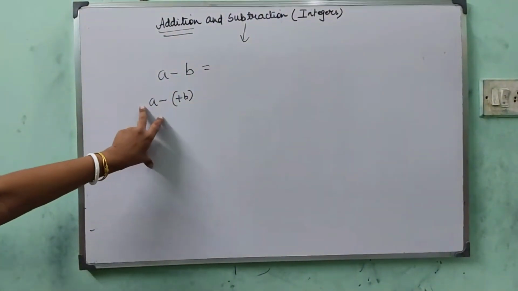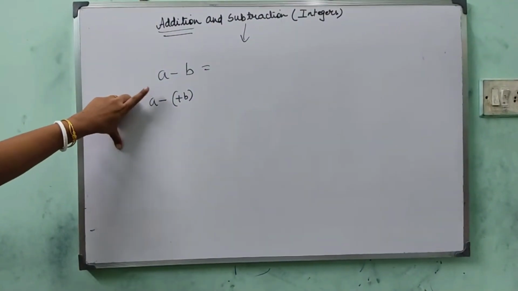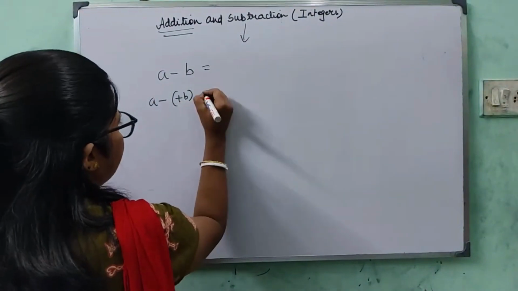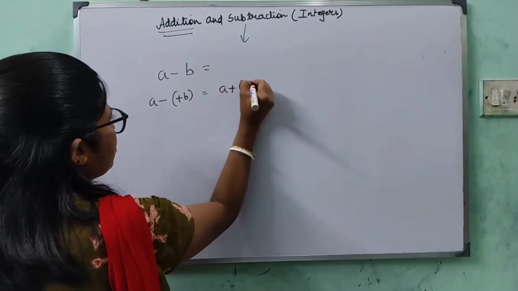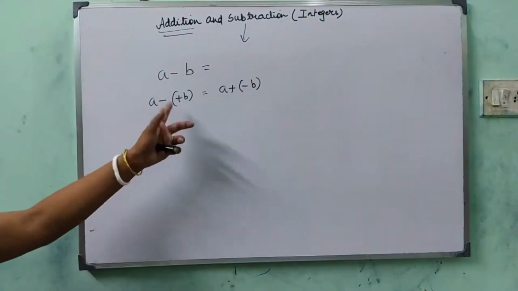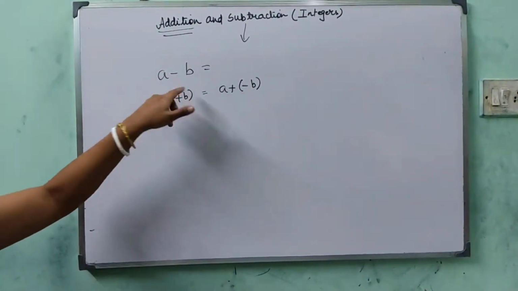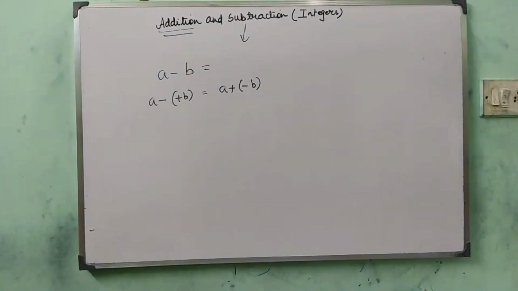Now what I will do, I will change this minus expression into a positive expression. That is, I will just interchange the sign. That is, I can write this as A plus of minus B. Same thing, it is plus into minus, minus B ultimately, or plus into minus, that is your minus sign ultimately. Okay.